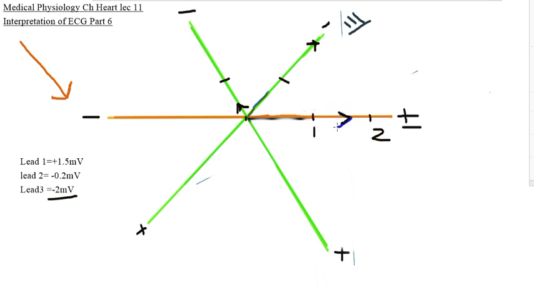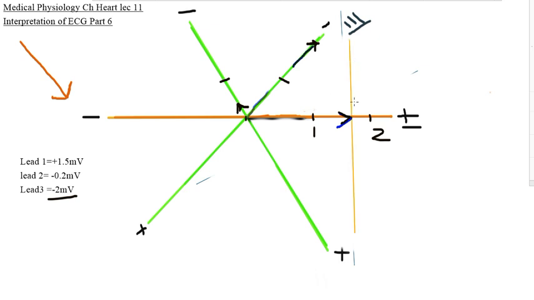Axis lead 1 here, as you can see, on lead 2 minus 0.2 millivolt, as we have obtained from the given electrocardiography. On lead 3 minus 0.2 millivolt. Now the next process, we have to draw the perpendiculars on the axis that must pass through the arrowhead of our given lead 1, lead 2, lead 3 calculations.